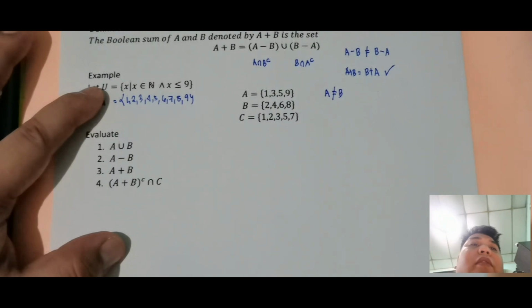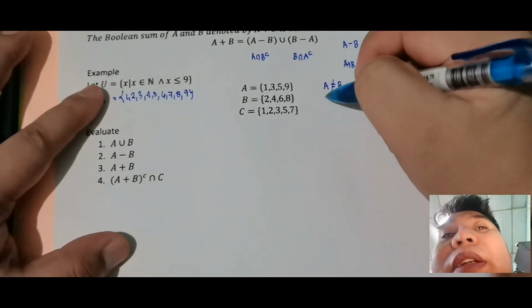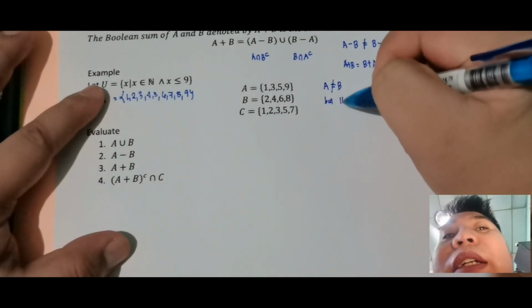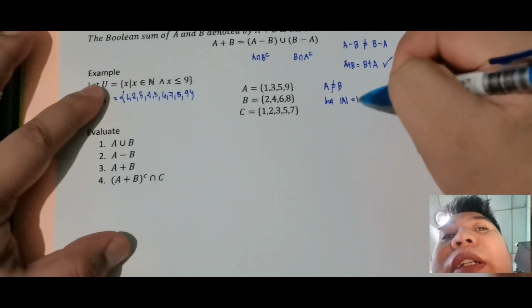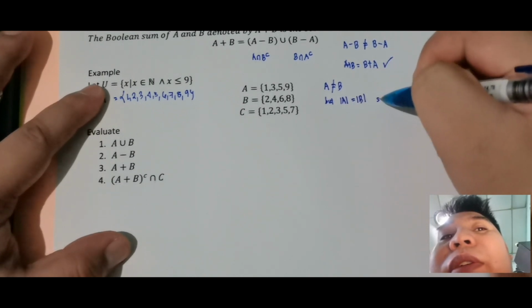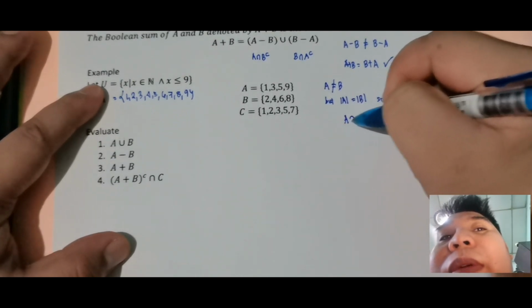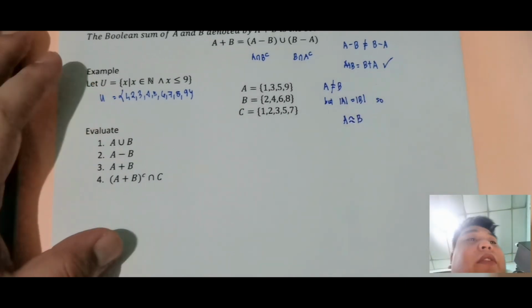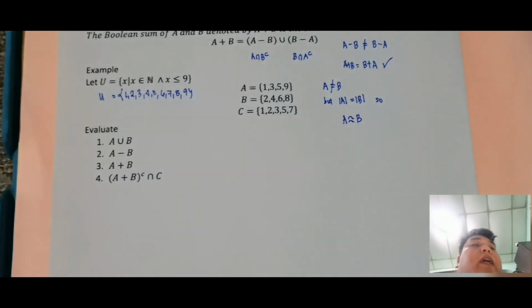Sir, equal naman po sila ng cardinality, pero hindi sila equal ng distinct element. But the cardinality of A is equal to the cardinality of B, so A is equivalent to B. Recall lang yan, pinapakita ko lang kung baka nakalimutan mo na yung mga property natin dati.